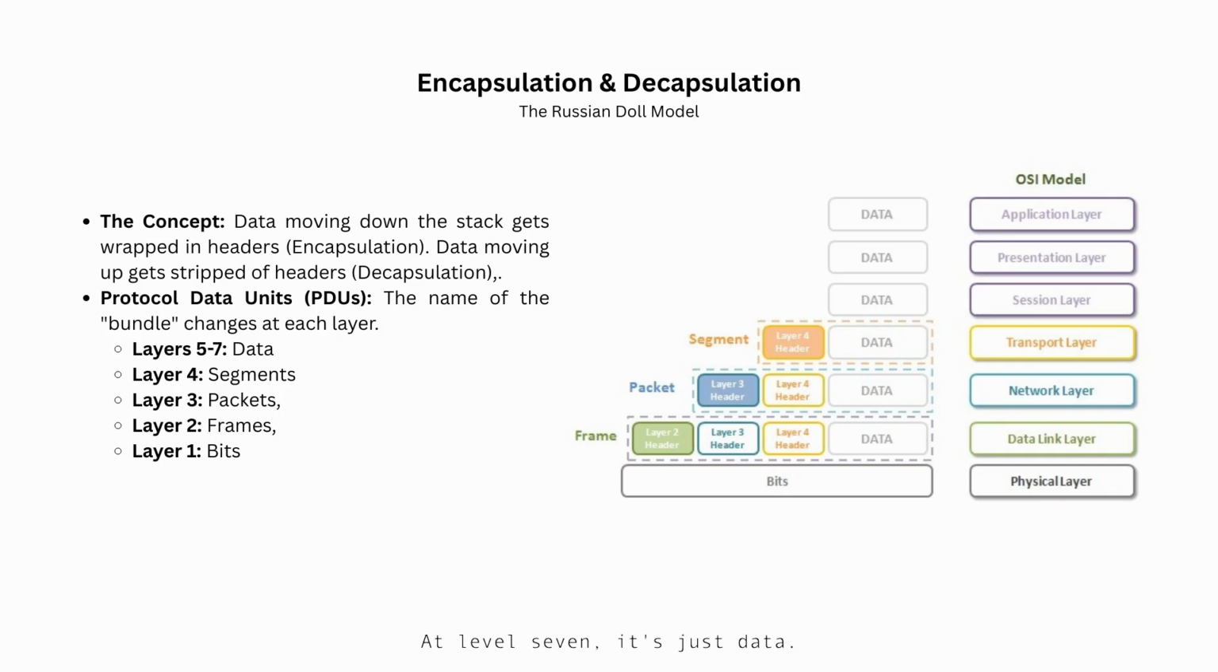At layer 7, it's just data. As it moves to layer 4, we add a header and call it a segment. At layer 3, we add an IP header and call it a packet. At layer 2, we add a MAC header and a footer, calling it a frame. Finally, at layer 1, it's just raw bits. When the receiving computer gets it, it does the reverse, stripping off the headers layer by layer until it gets to the payload. This is called decapsulation.